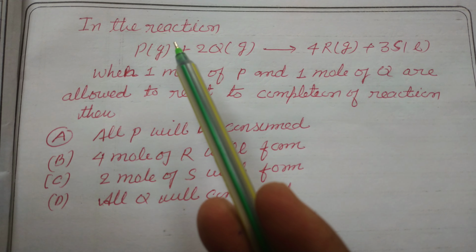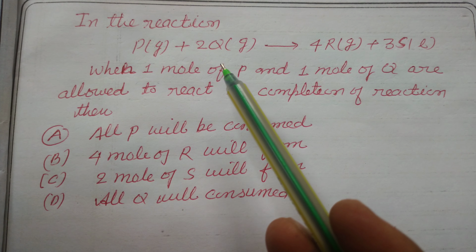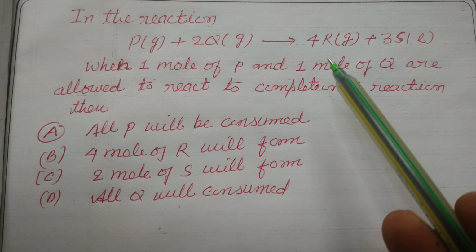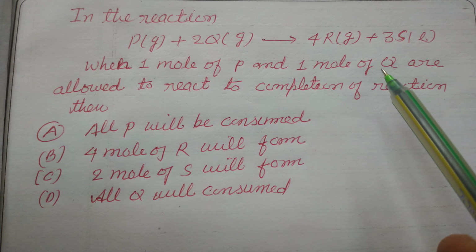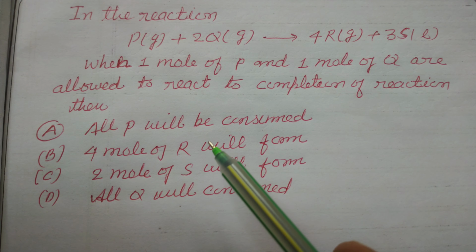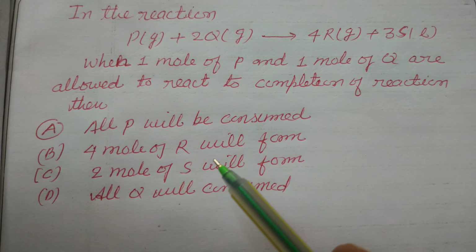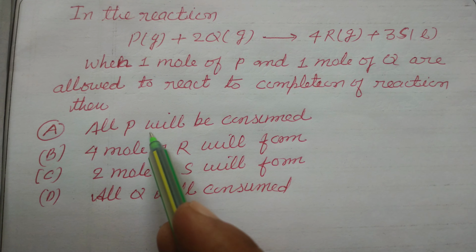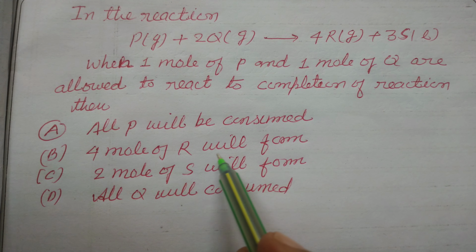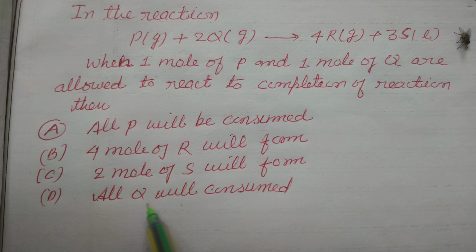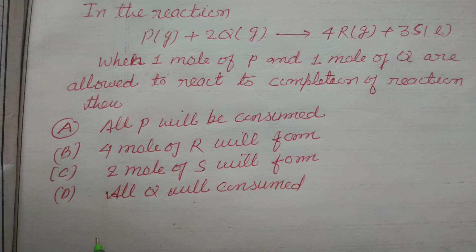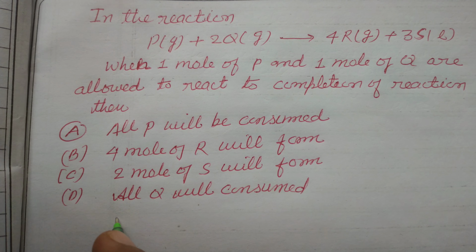Here is the question. In the reaction P + 2Q gives 4R + 3S, when 1 mole of P and 1 mole of Q are allowed to react to completion, then all P will be consumed, 4 mole of R will be formed, 2 mole of S will form, all Q will be consumed. So students, first we write the stoichiometric equation.